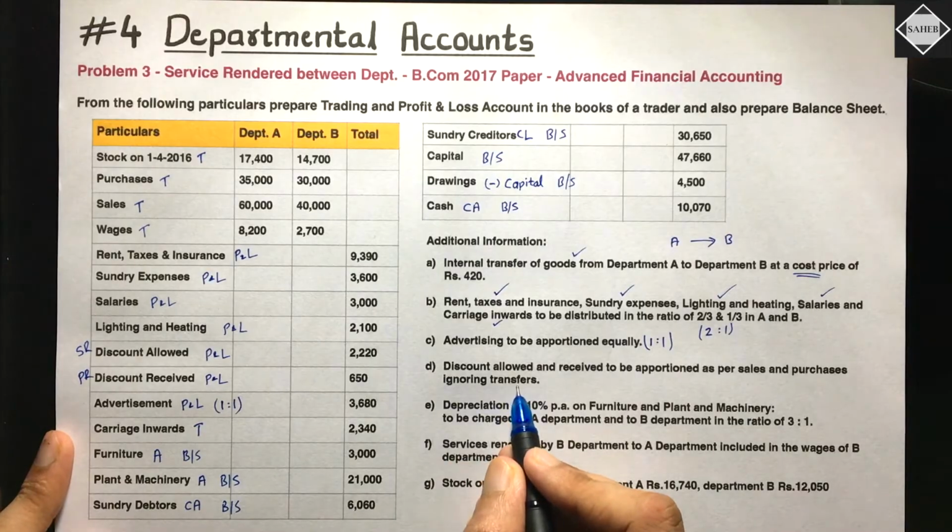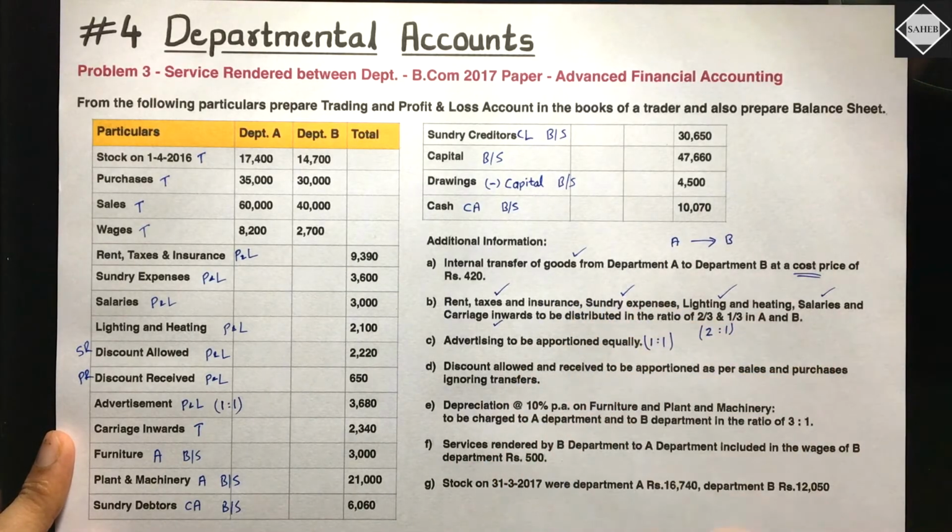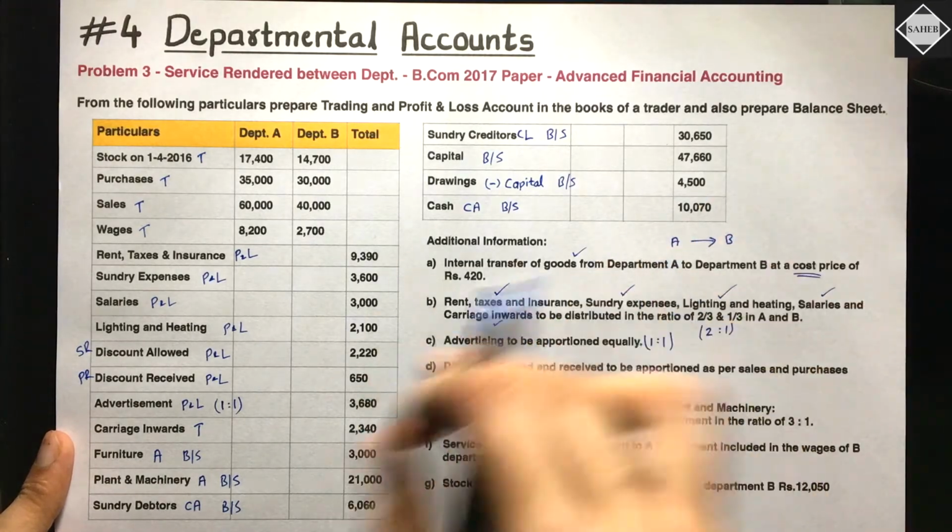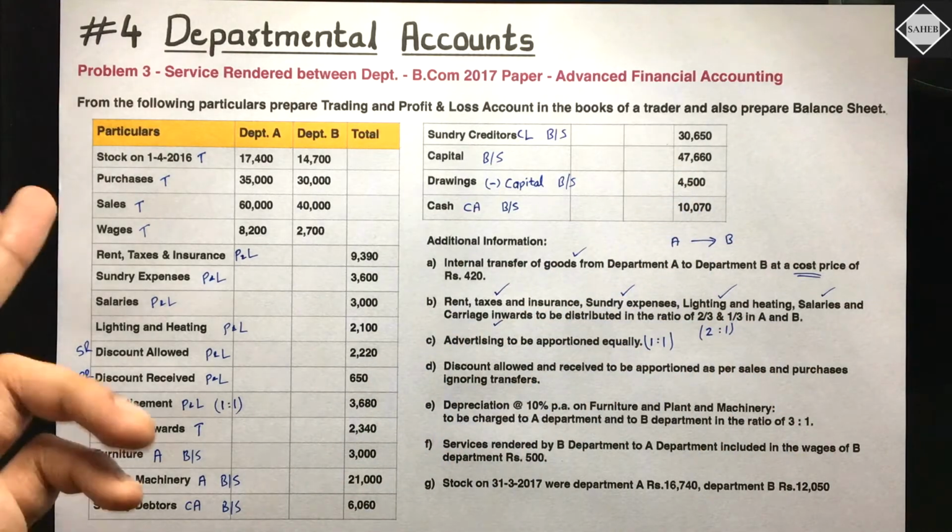Ignoring the transfers, they are saying. Yes, there are transfers. We'll always ignore that even if the question doesn't say. We'll not consider that in the ratio calculation. So shall we calculate the purchase ratio and sales ratio?